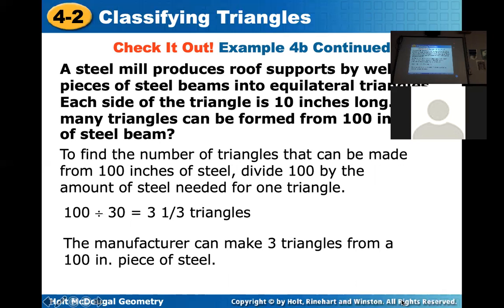Okay, we want to prove the measure of angle 1 plus the measure of angle 2 plus the measure of angle 3 equals 180 degrees. With me? Okay, now we're going to use some of our previous information to figure out some of this stuff.